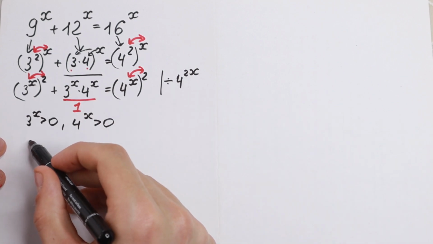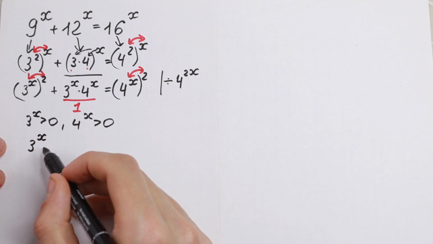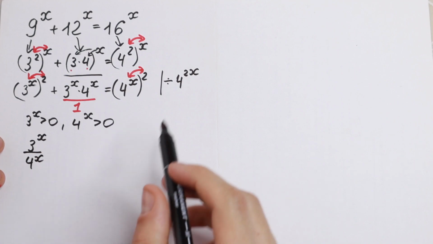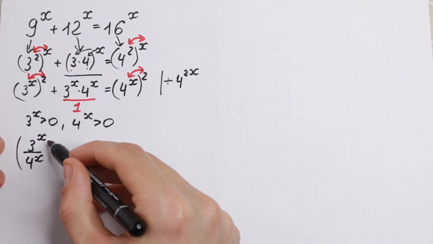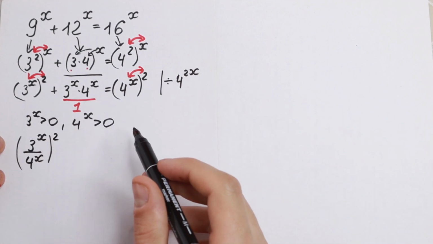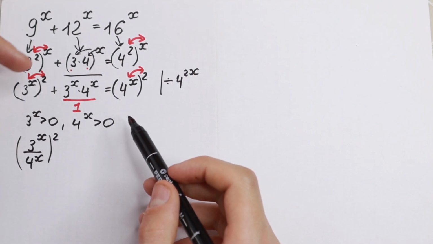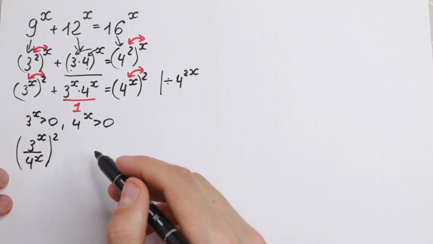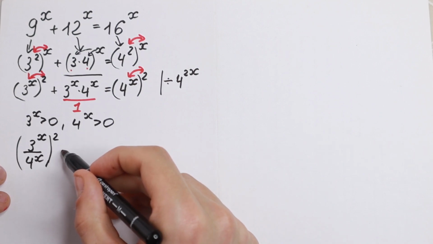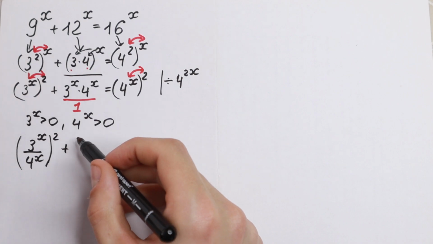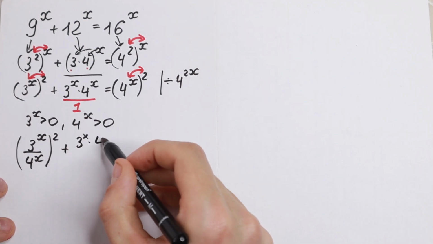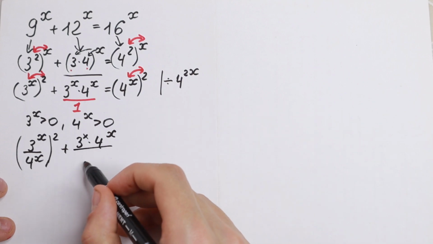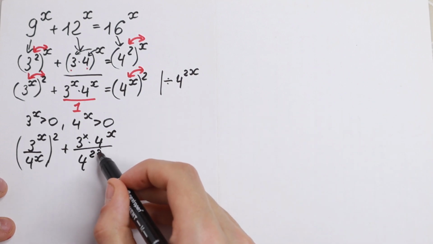What will we have? We will have 3 to the power x divided by 4 to the power x. We divide in this, and moreover, we need to put right here a square, because we divide (3 to the power x) squared by (4 to the power x) squared. So we need to put 2 right here. And let's do the same: plus right here we have a product, 3 to the power x times 4 to the power x, and we divide it by this 4 to the power 2x.